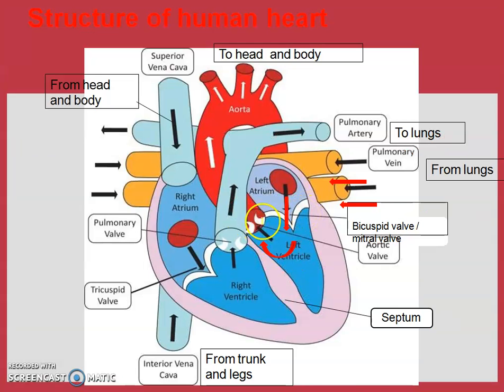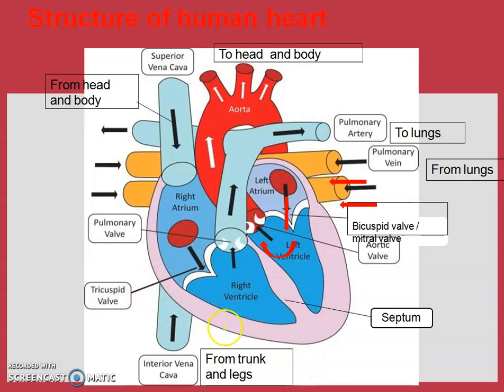Then the structure of the human heart from inside: you can see here the superior vena cava and the inferior vena cava. Both of them join before entering the right auricle, and then they are led into the right ventricle by the tricuspid valve.